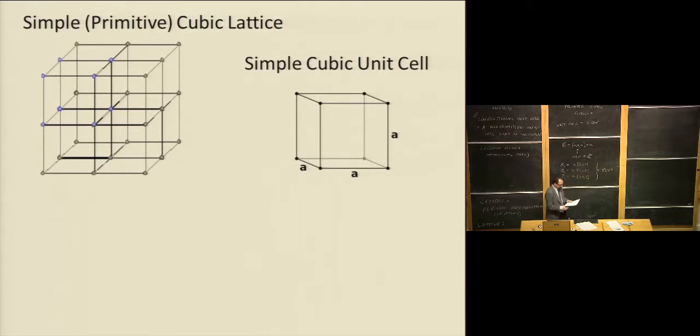Okay? Good. There is yet another word that's useful to know, the idea of a coordination number, which is usually called Z, which is the number of nearest neighbors.